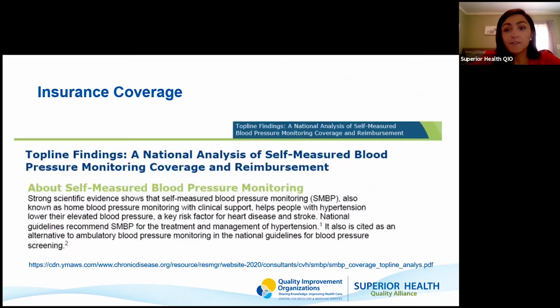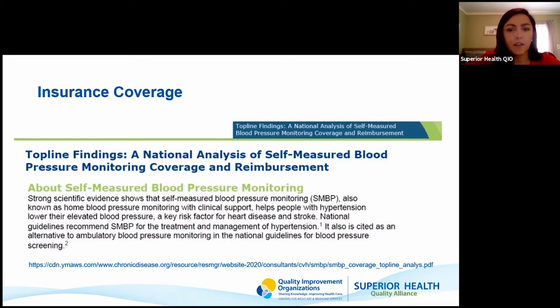Despite the strong evidence base for SMBP and its endorsement from national healthcare leaders, uptake of SMBP in the United States remains low. The lack of third-party reimbursement is cited as a key barrier to its use overall. What's linked here is an analysis that confirms that coverage of home blood pressure monitors and SMBP clinical support services was extremely limited across payers.